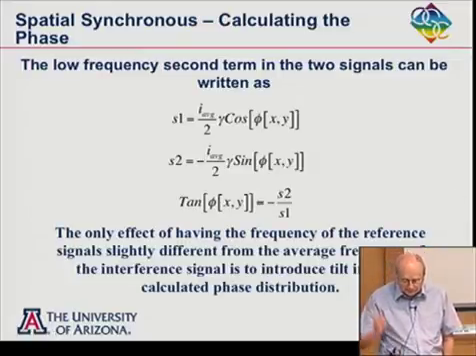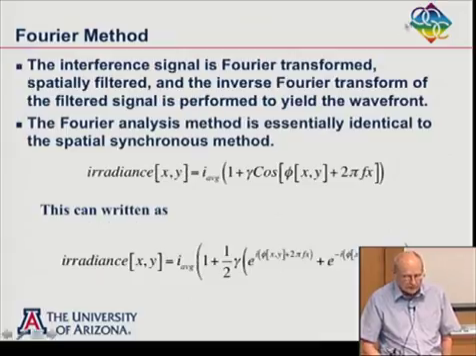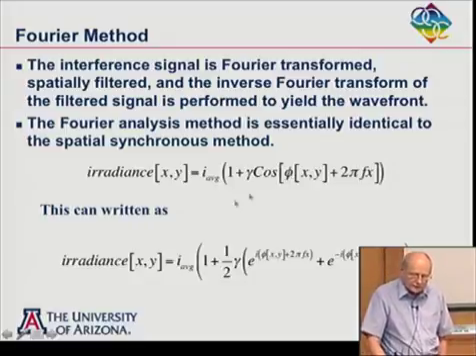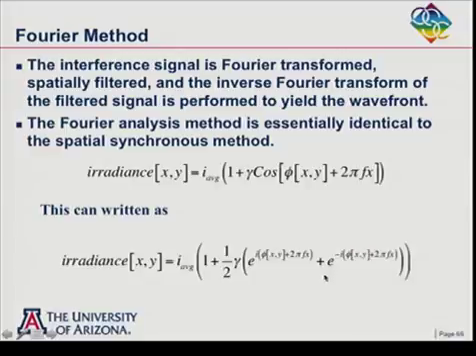The Fourier method is really essentially the same thing. We start off again with a lot of tilt, so a lot of tilt fringes here. Phi again is what we're trying to measure. And I just wrote the cosine as e to the i phase plus e to the minus i phase. So when I take a Fourier transform of this, I'm going to get a DC term, a first order, and a minus 1 order.